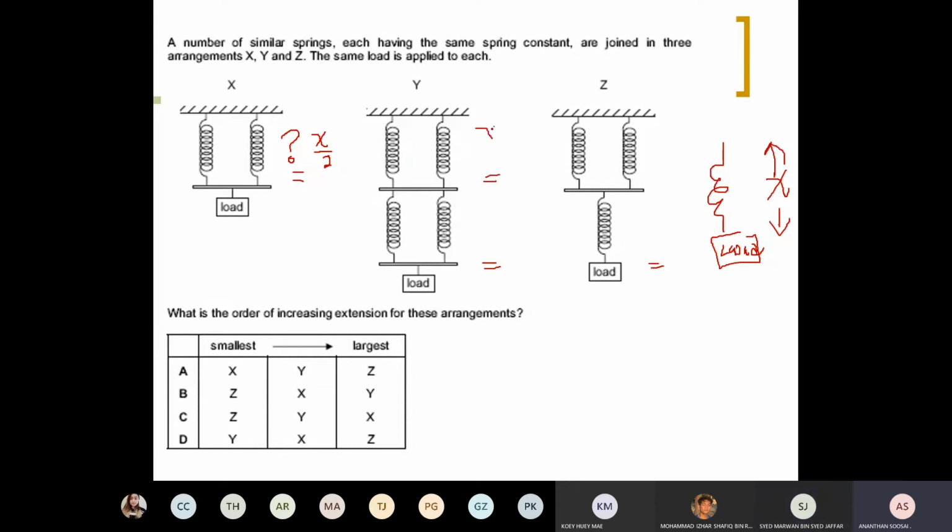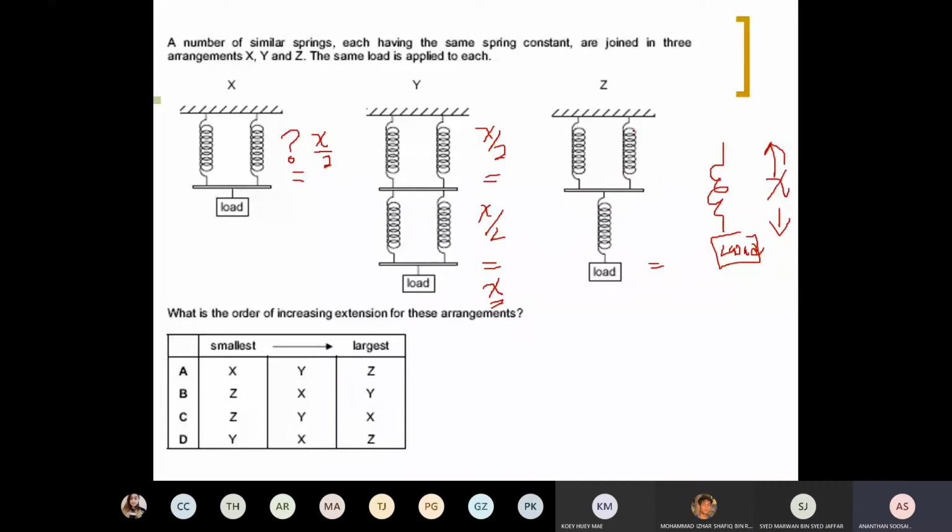So it will be x over 2. This also will be another x over 2, like two people sharing the load. So x divided by 2. Here x over 2, here x over 2. So the total extension is x. The extension of the second one is greater than the first one, of course.